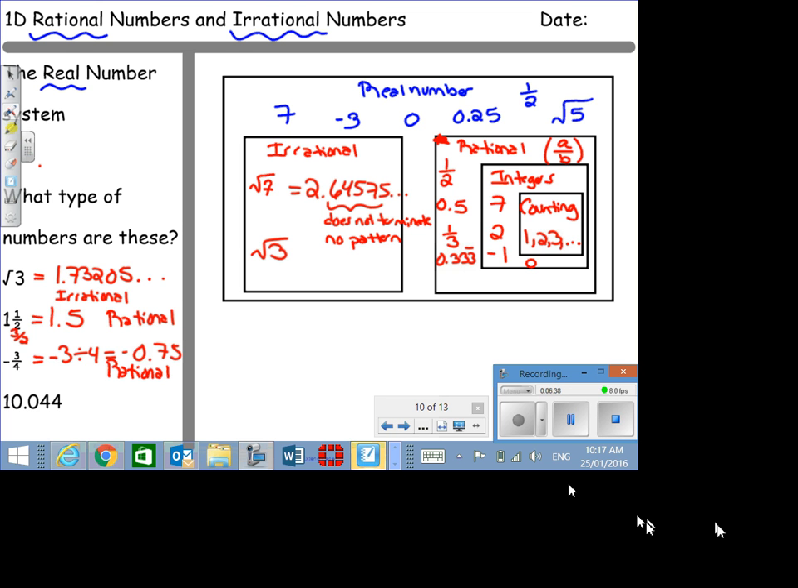And last but not least, 10.044. It's a positive number, but it's also a decimal. So again, I'm looking at rational.